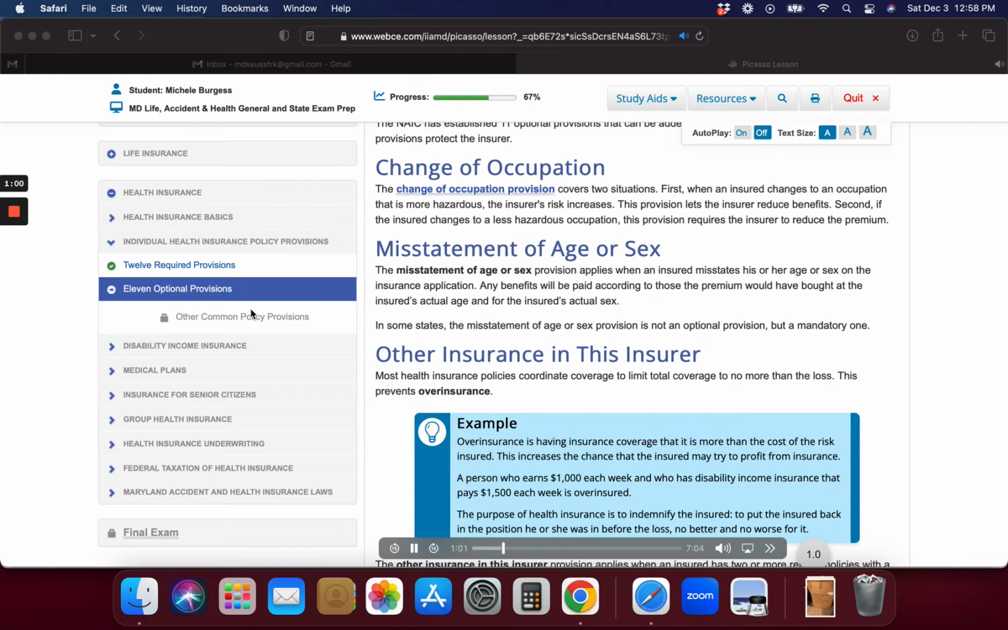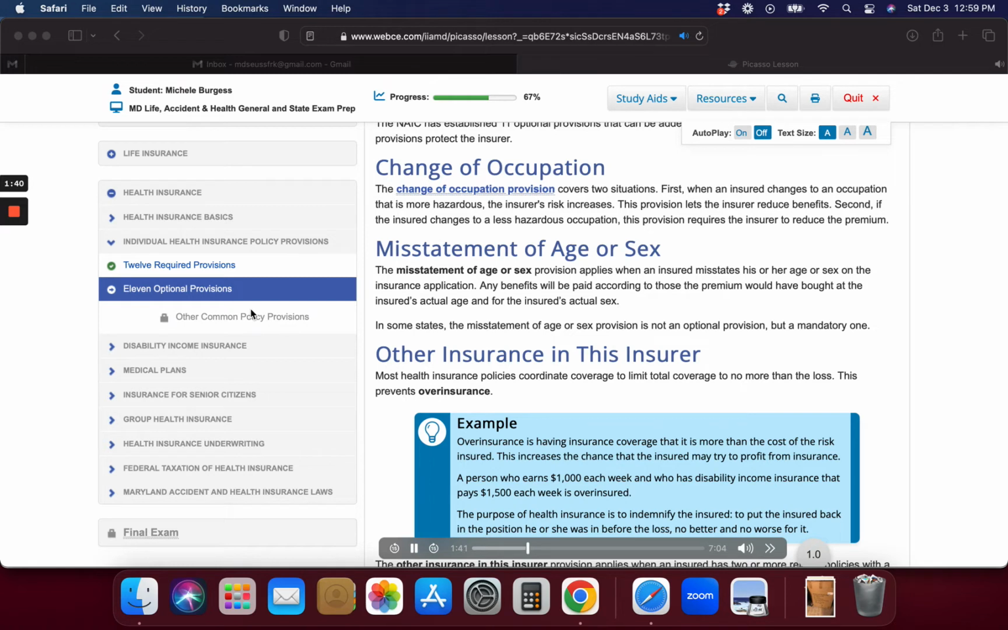Other insurance and this insurer. Most health insurance policies coordinate coverage to limit total coverage to no more than the loss. This prevents overinsurance. Overinsurance is having insurance coverage that is more than the cost of the risk insured. This increases the chance that the insured may try to profit from insurance. A person who earns $1,000 each week and who has disability income insurance that pays $1,500 each week is overinsured. The purpose of health insurance is to indemnify the insured, to put the insured back in the position he or she was in before the loss, no better and no worse for it.